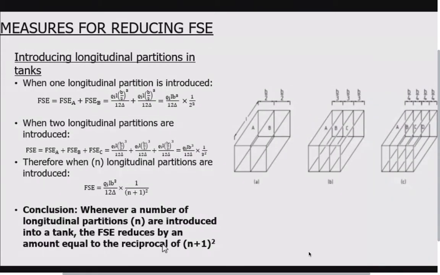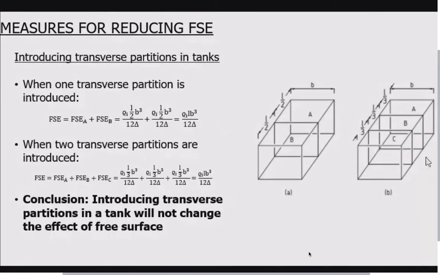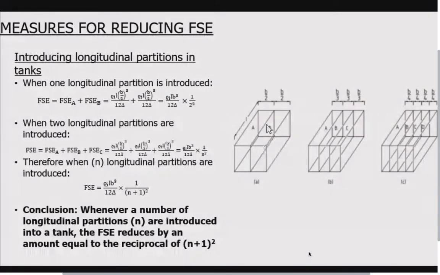All right. So if you go to longitudinal partitions in tanks, that one was transverse. If you go to longitudinal partitioning, when one longitudinal partition is introduced, you realize that the formula has changed. When two longitudinal partitions are also introduced, then you can go in for another formula. Therefore, when longitudinal partitions are introduced, with different numbers, this is how you can work it.